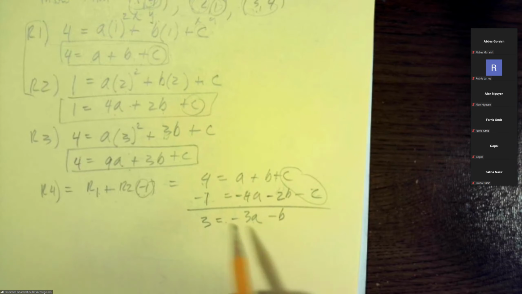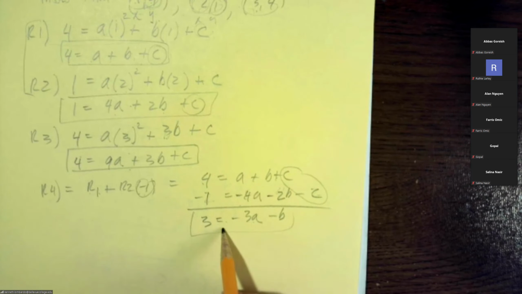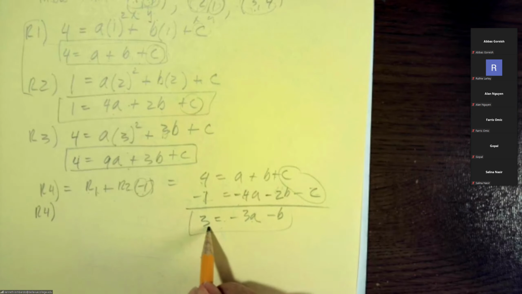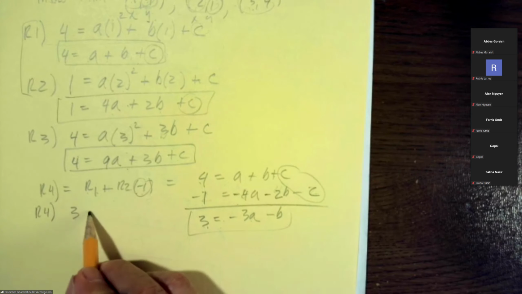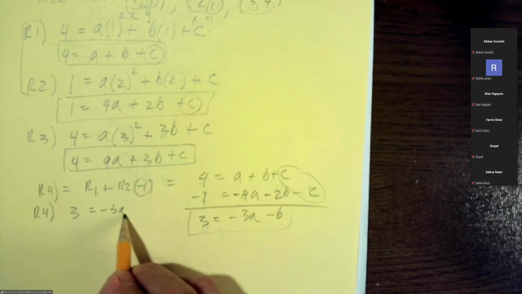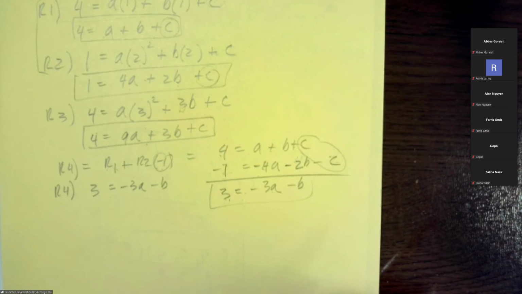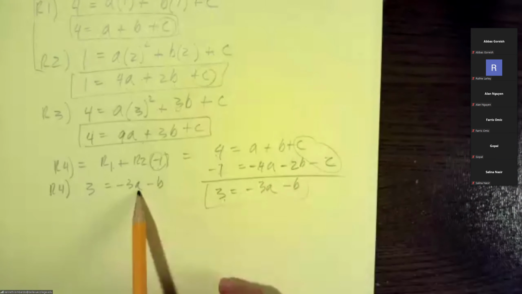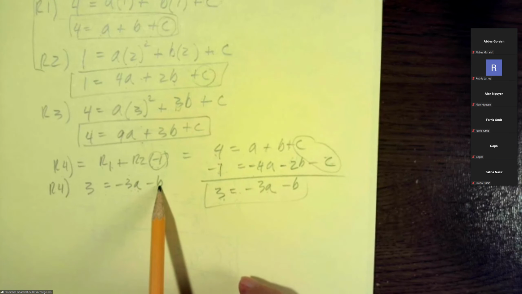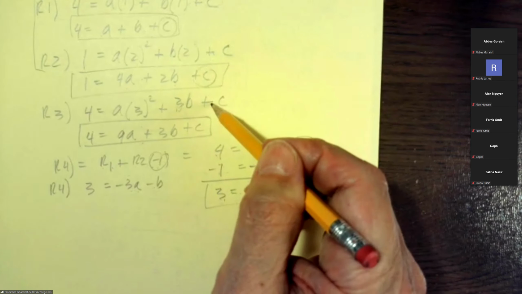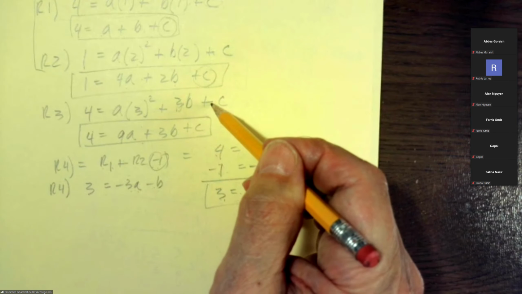Okay, so now we've got a row that has just these values in it, and that's what we're calling row 4. So row 4 is 3 equals -3A -B. Everybody agree? We all okay there? And the object is, we want to develop 2 equations that have just A and B. So we eliminated C by combining row 1 and 2. Let's eliminate C from row 2 and 3. So we're going to do that.